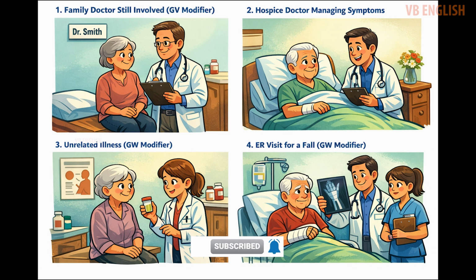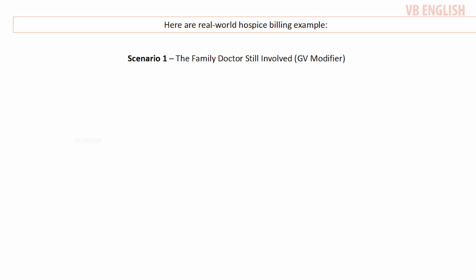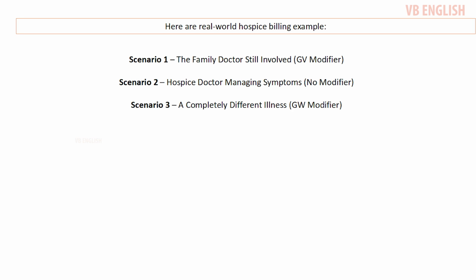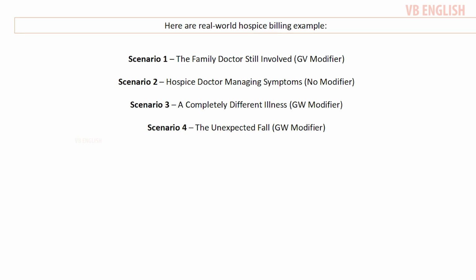Here are real-world hospice billing examples. Scenario 1. The family doctor still involved, GV modifier. Scenario 2. Hospice doctor managing symptoms, no modifier. Scenario 3. A completely different illness, GW modifier. Scenario 4. The unexpected fall, GW modifier.